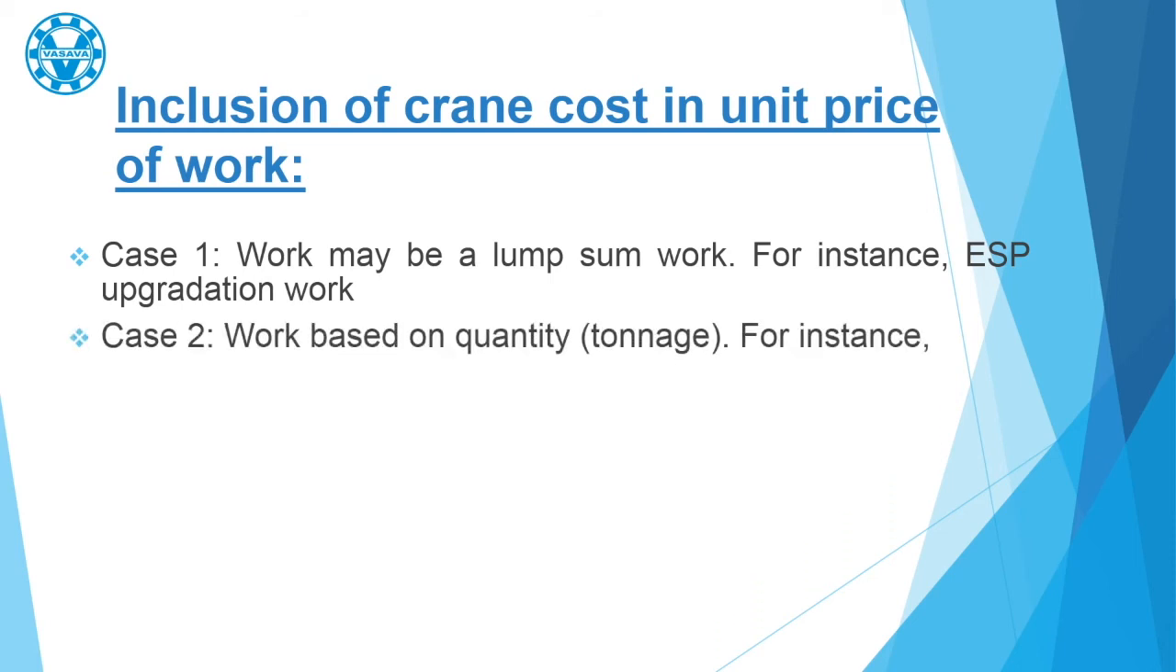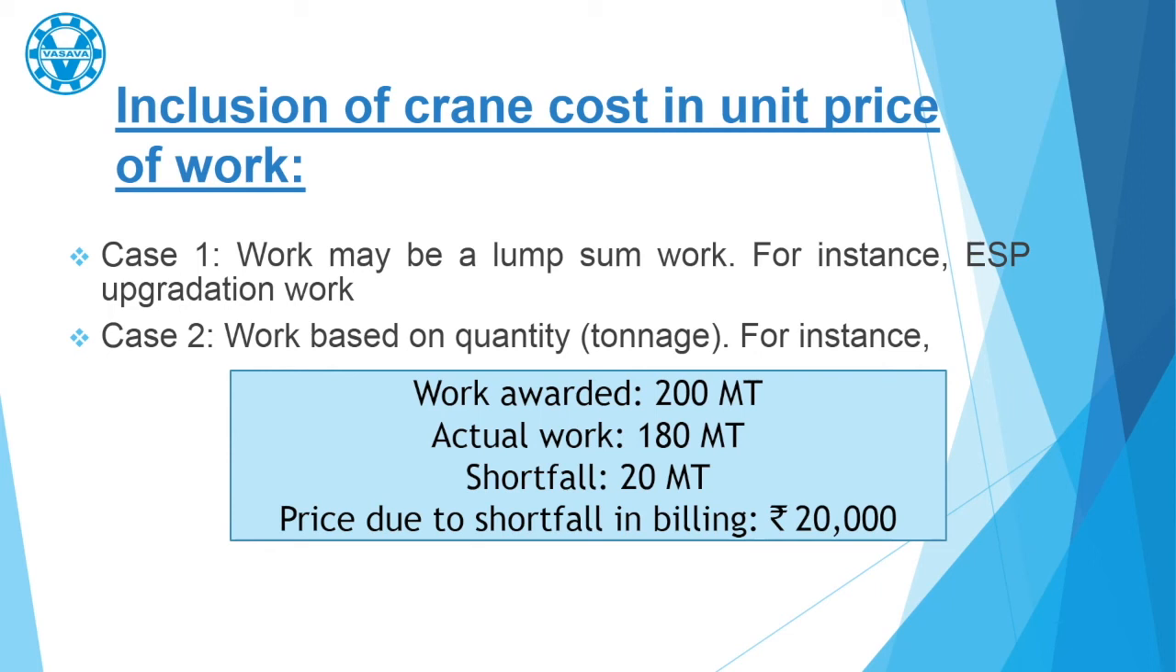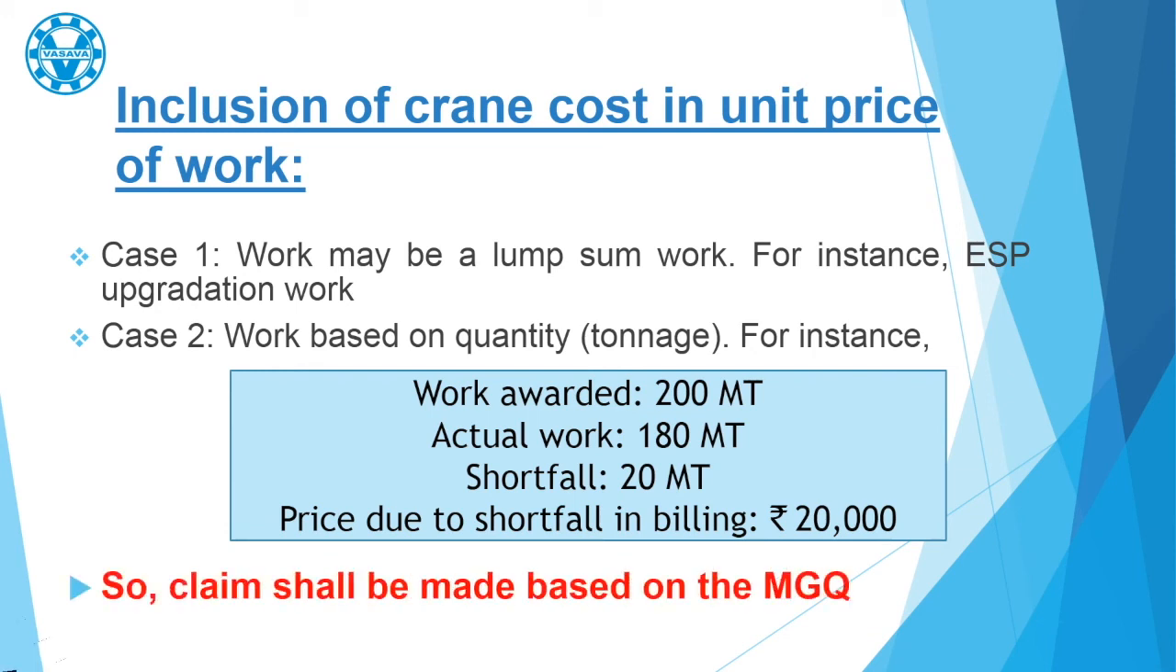Number 2. The work is based on quantity, I mean tonnage basis, where the quantity is variable. If the quantity is variable, then negative variation is not allowed, because the crane price is divided into the minimum guaranteed quantity. In the aforesaid case, suppose work is awarded as 200 metric ton and later on actual measurement the total work was found to be say 180 metric ton. So there was a shortfall of 200 minus 180, which is equal to 20 metric ton. So 20 tons multiplied by 1,000 rupees, that is 20,000 rupees, is a shortfall in crane hiring charges. The contractor is virtually getting 1,80,000 rupees in place of 2 lakh rupees on account of crane. Therefore, in spite of actual quantity being less than the minimum guaranteed quantity, the minimum guaranteed quantity shall be claimed.